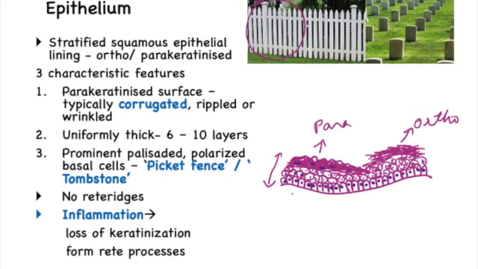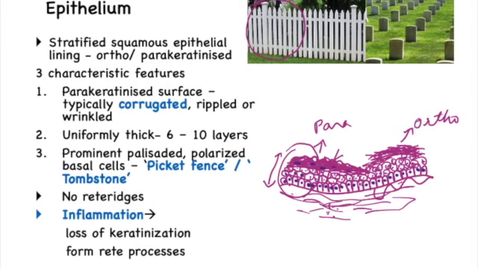This has also been compared to tombstones. Here again you can see the palisading arrangement. We see that there are no rete ridges, which is another characteristic feature of OKC. And when there is inflammation in the connective tissue, all these characteristic features will be gone. That is, the keratinization will be lost when there is inflammation, and rete ridges will be formed if the connective tissue is inflamed. So these are the characteristic features in the epithelium.